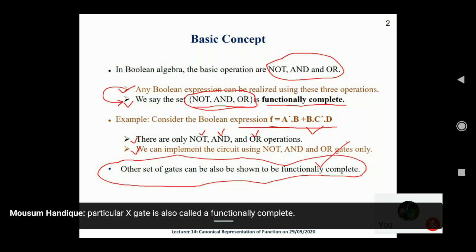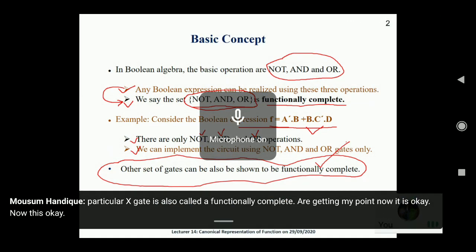Are you getting my point? Now it is okay? Yes, sir.